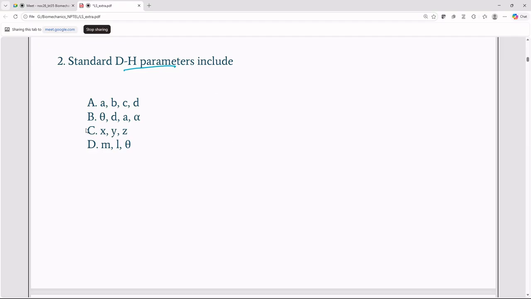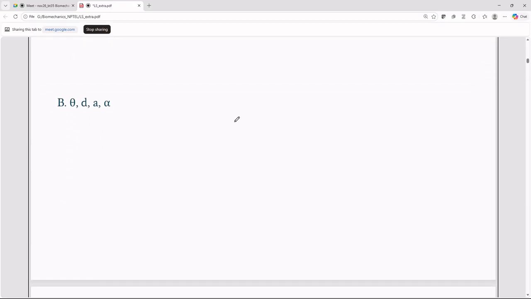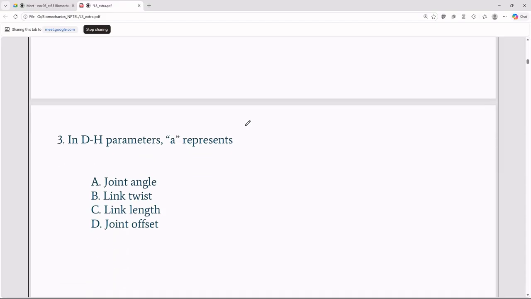Correct answer set is option B, that is theta, d, a, and alpha. Answer is option B, theta, d, a, and alpha. Going to next question.